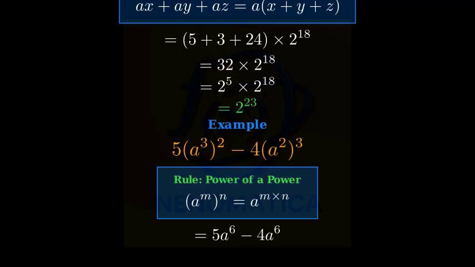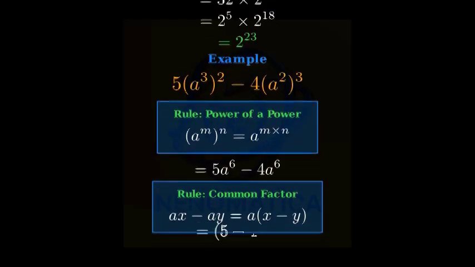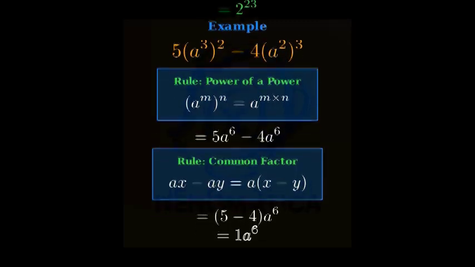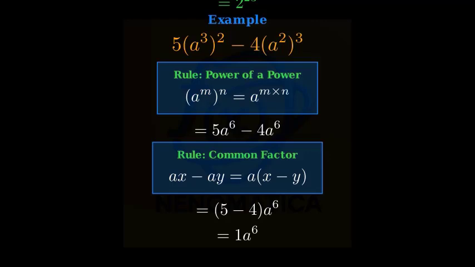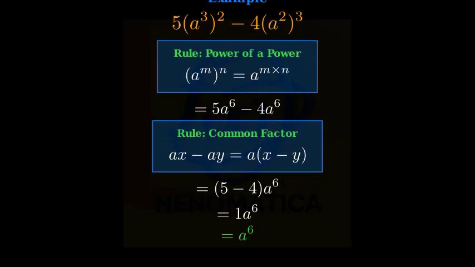So we get 5a to the power of 6 minus 4a to the power of 6. Since both terms have a to the power of 6, we can factor it out. We get open parenthesis 5 minus 4 close parenthesis times a to the power of 6. Step 3. Now we calculate 5 minus 4, which is 1. So we have 1 times a to the power of 6. Step 4. Finally, 1 times a to the power of 6 is simply a to the power of 6, which is our final answer. In conclusion, we've solved 2 algebraic expressions by applying various properties of exponents and algebraic manipulation.